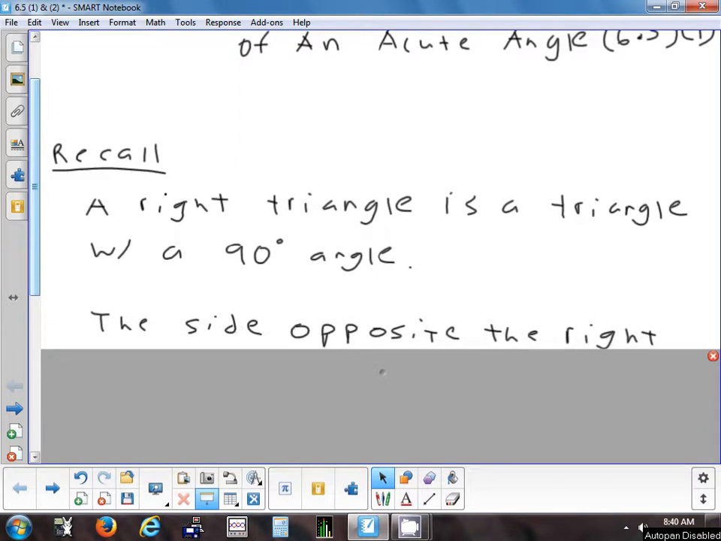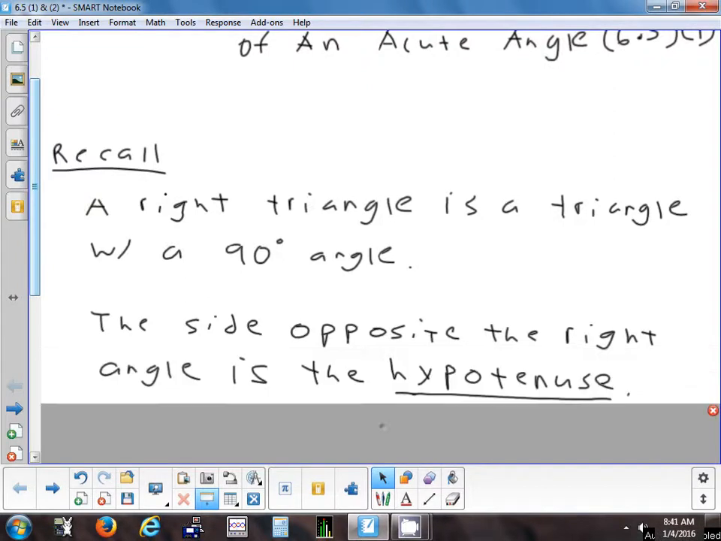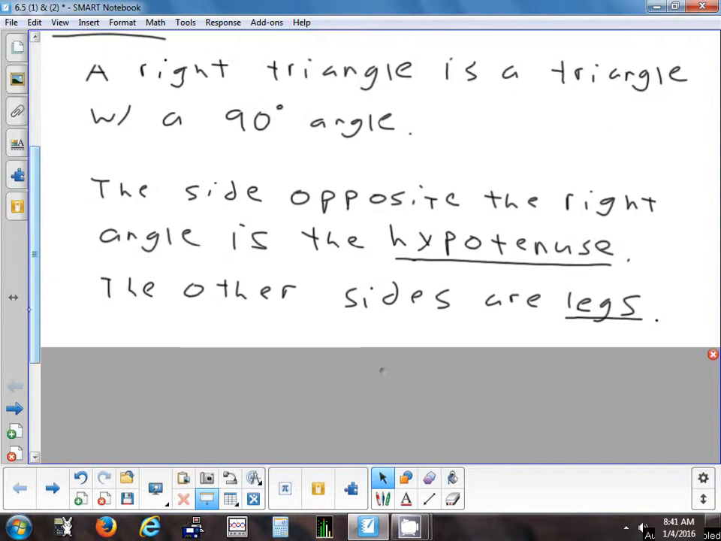Okay, what do we call the side that's opposite the right angle? It's the longest side in a triangle. It's your hypotenuse. And what about the two sides that are not the hypotenuse? The legs. Okay. When we have legs, one we usually call opposite, one we call adjacent. We'll get to that in a second.